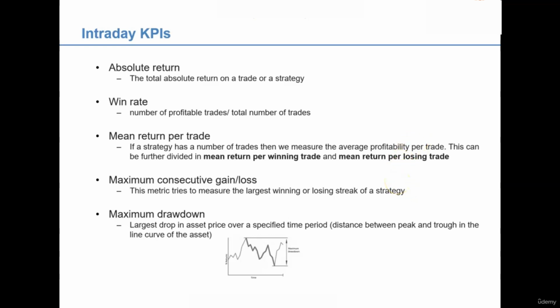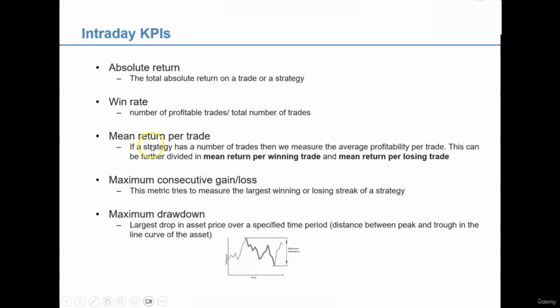And likewise, we calculate the mean return for every single trade which was not profitable. And no prizes to guess, we want mean return per winning trade to be significantly higher than mean return per losing trade. Now, if you have a trading system which even has a lower win rate, so let's say you have a strategy that has a win rate of 30%, nothing really exciting.